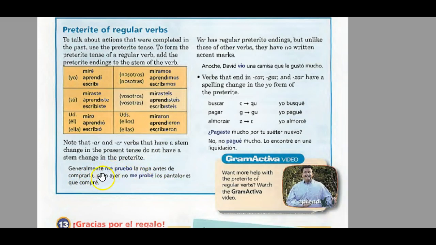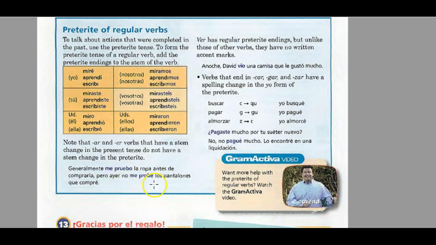Me pruebo, that's the present tense, right? Pero ayer no me probé los pantalones que compré. But yesterday I didn't try on the pants that I bought. So you have the past tense of the same verb here. And notice that the O stays the same. Probar, probarse is the verb. But you see in the present tense, of course, that O changes to UE. Me pruebo, because it's stressed.